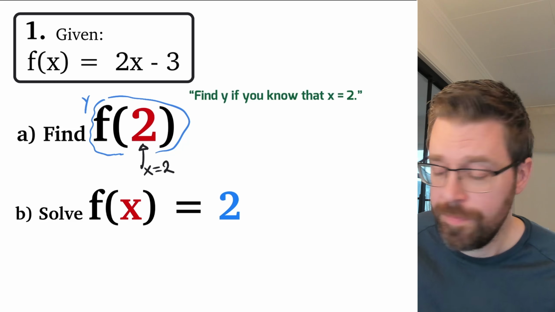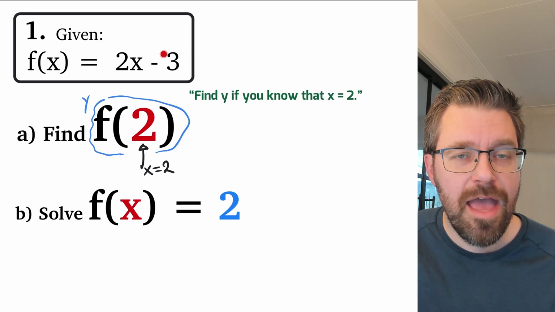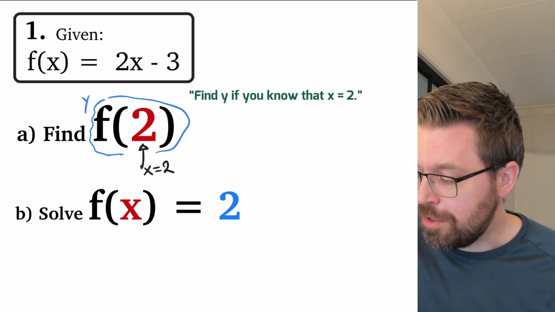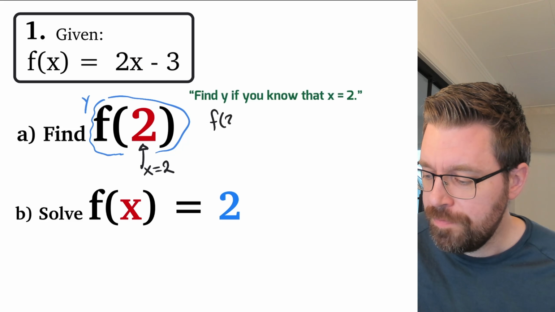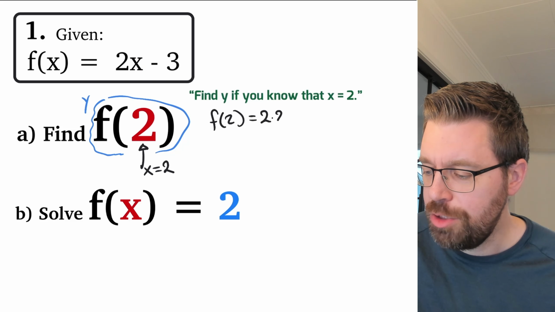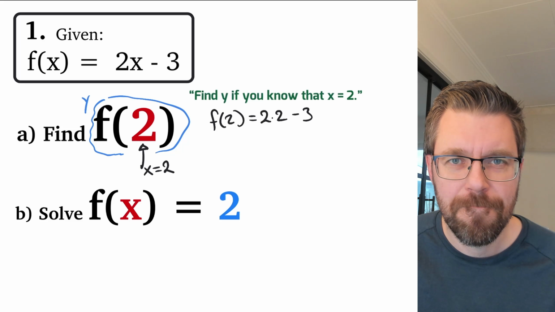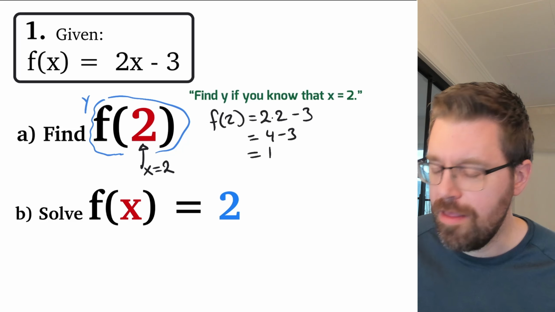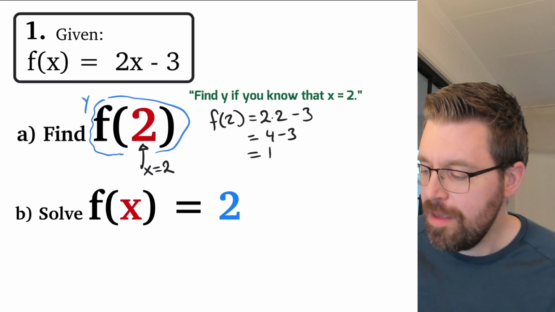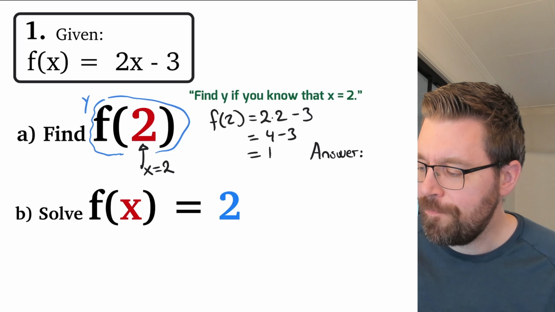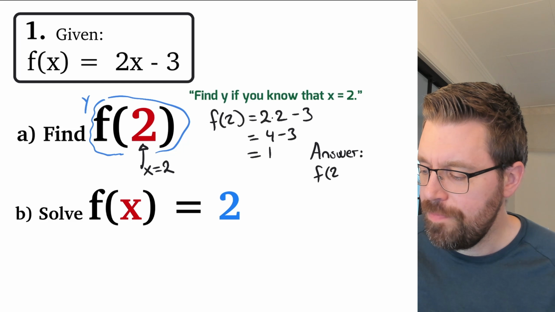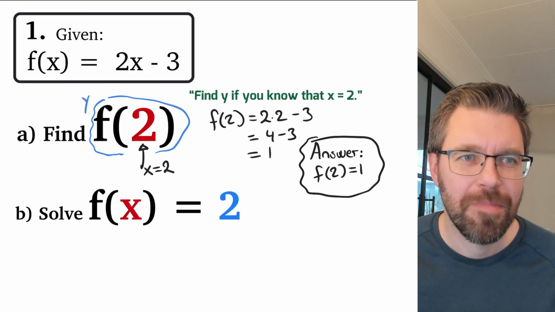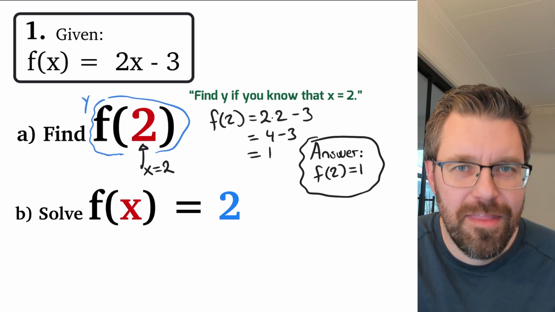To solve the question, we take this bit and replace the x value with the value of 2. And then we get f of 2 equals 2 times 2 minus 3. So it equals 4 minus 3, and this will be the same as number 1. So the answer to the question is that f of 2 equals 1. Final answer.